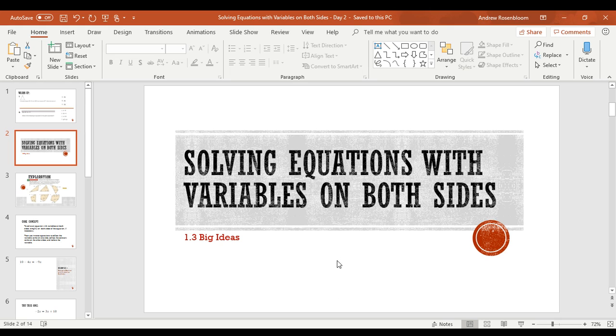So we're going to look at solving equations with variables on both sides, which is section 1.3. So here we go.